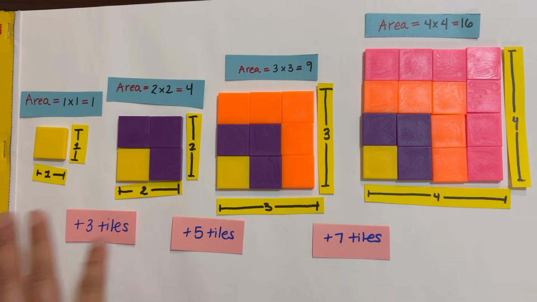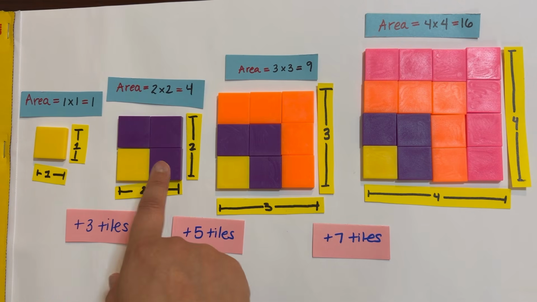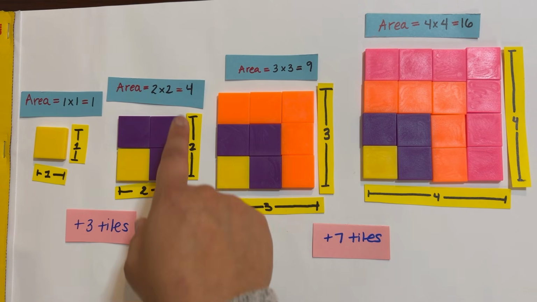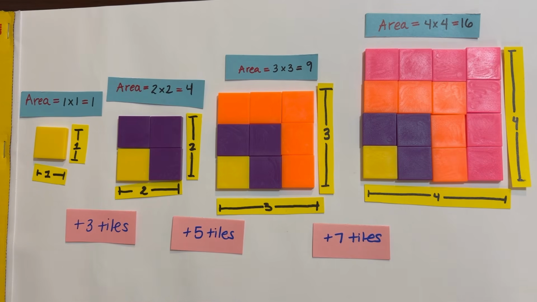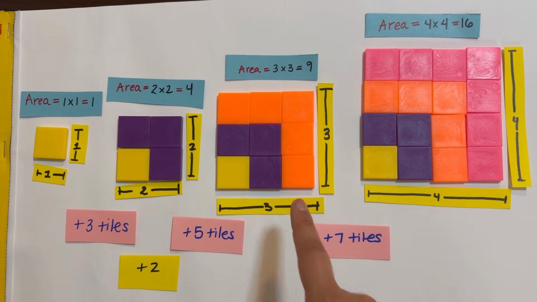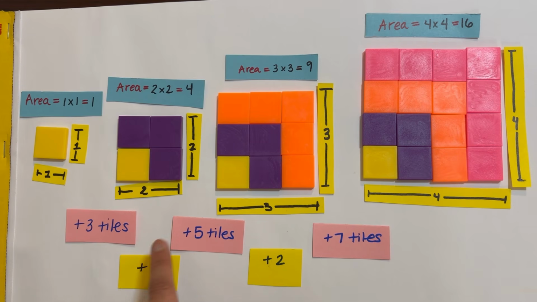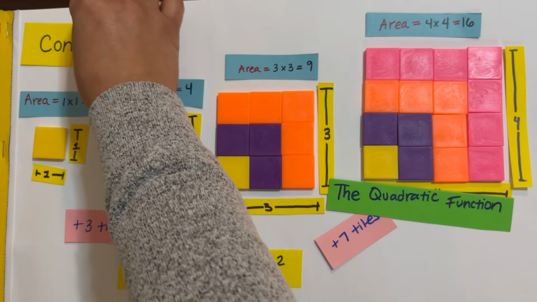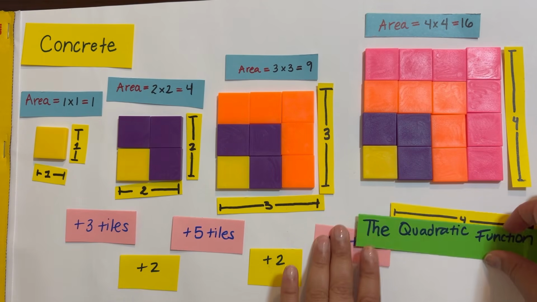Then we can look at the rows and columns. From the first to the second square, we added 1 row and 1 column. That is plus 2 to the dimensions. Then we added another row, another column, another plus 2. We can see that we have some common differences here. 3 plus 2 is 5. 5 plus 2 is 7. This is a concrete example of the quadratic function.